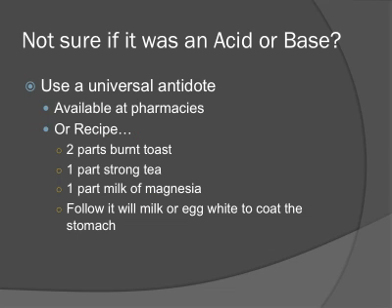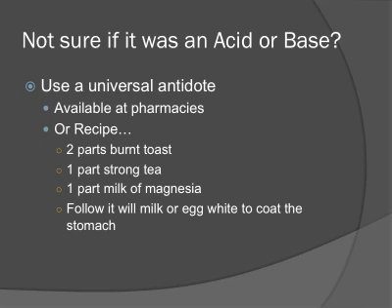If you're not sure if it's an acid or a base, you could use something called a universal antidote. You can find it in pharmacies. You can buy it, something that you drink. Or if you're at home and you're not really sure, your dog or something eats something, you're trying to figure out what to do, I mean, just eat some toast. Toast absorbs very well. It's carbon, and so it's going to neutralize some of those acids and bases.